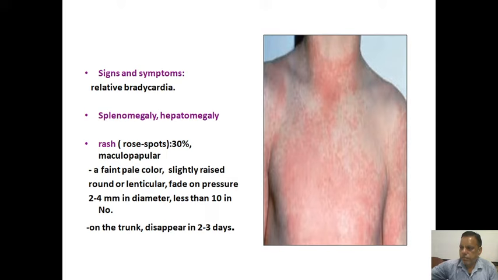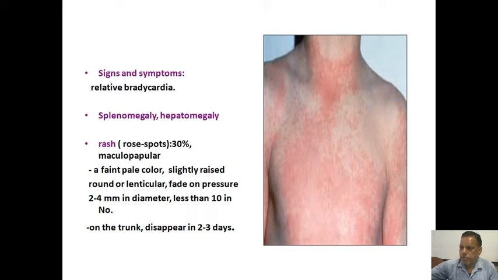So if that is not happening, then that is what is called a relative bradycardia. It is thought to be due to the action of the toxins on the heart conducting system. There might be hepatosplenomegaly, and rose spots, typically seen in fair individuals, where there is a faint, pale colored, slightly raised maculopapular rash. They typically happen in the first week and they disappear.